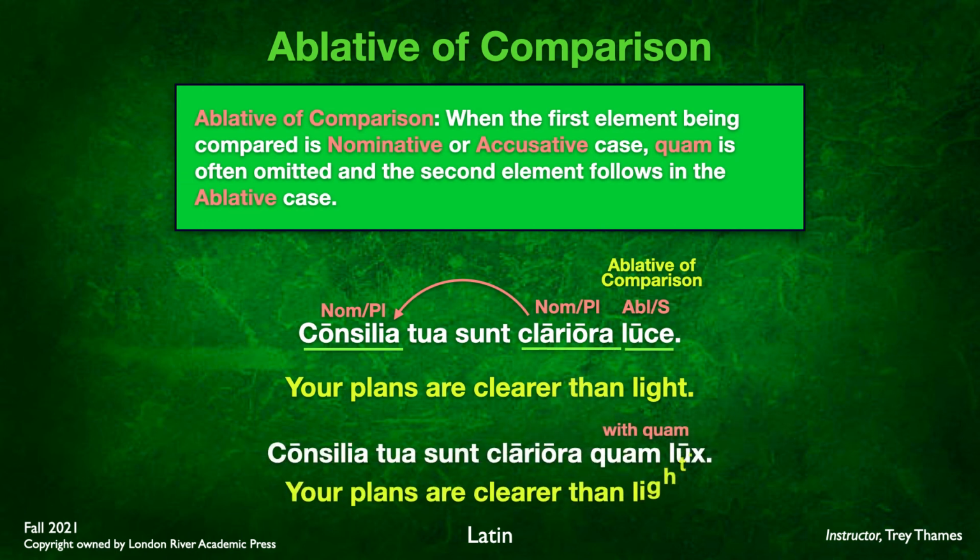Now, compare this with this sentence, concilia tua sunt clariora quam lux. This is the exact same translation here. Your plans are clearer than light. But here we have quam being used in the sentence, in this construction, and the word lux, or light, is in the nominative case because it is referencing back to the plans, your plans, as it's being compared to earlier. So your plans are clearer than light. So the first one is the example of ablative of comparison. The second example is what it would look like if you did indeed use the word quam.